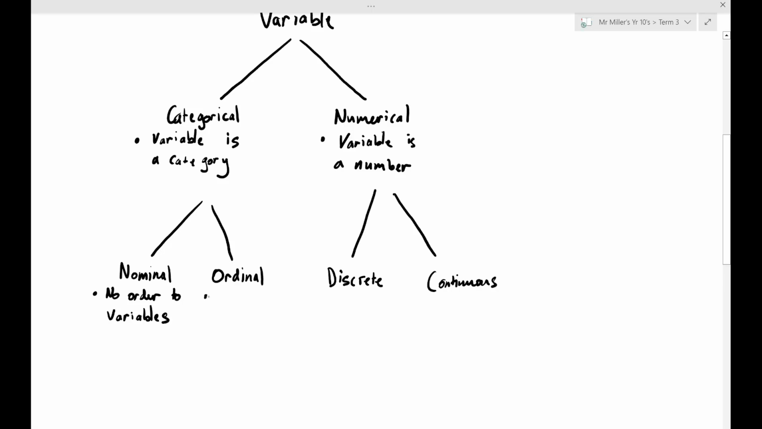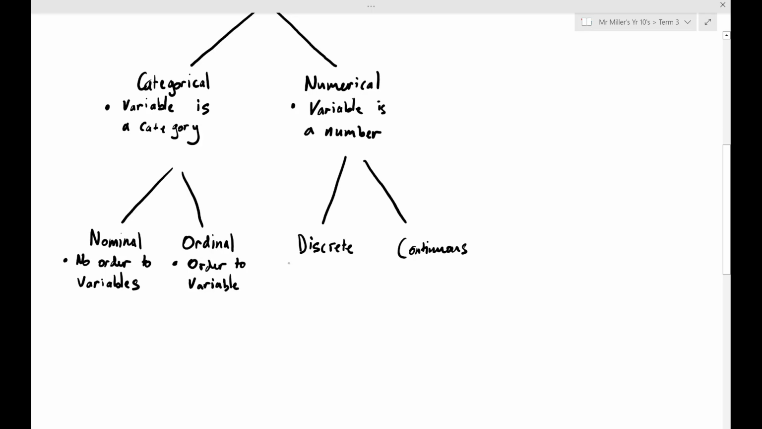Ordinal. Well, you might have guessed, order to variables. So maybe if I asked you, what's your favorite size at McDonald's? Small, medium, or large? You might say medium. Well, medium is between small and large. There's an order to your possible responses. So that would be an ordinal categorical variable.